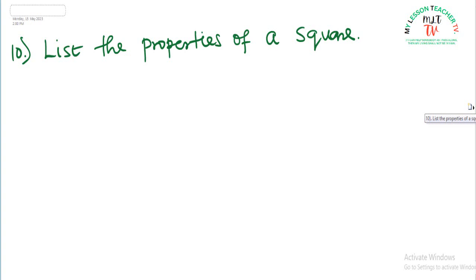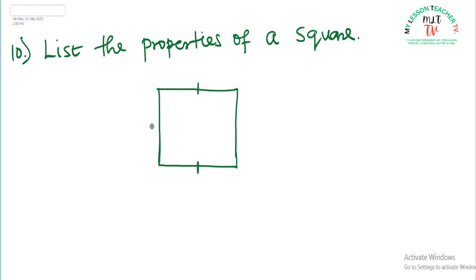Question 10 says we should list the properties of a square. For you to list the properties of a square, you need to know what a square is. So a square is said to be a polygon with 4 equal sides. Let's assume this is a square. That is, all these 4 sides are said to be equal, that is to say, sides A, B, C, and D. So for a square, we have it that all sides are equal.